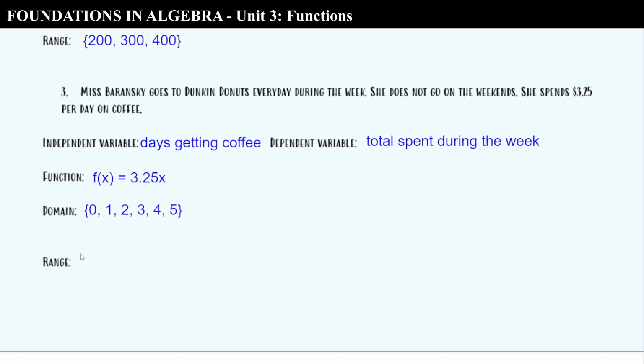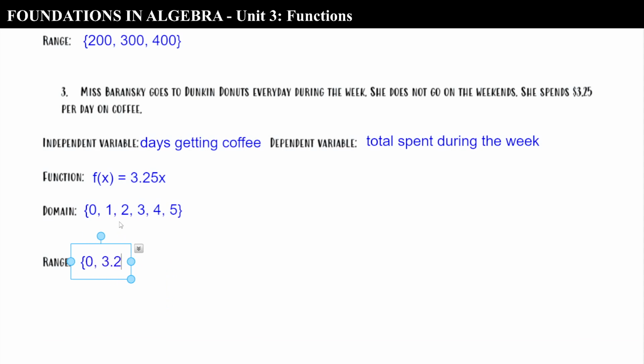So our possible amounts that we spend on coffee, if we plug in each of these x values into that function, will be 0, $3.25, $6.50, $9.75, $13, and $16.25. So at most, she will spend $16.25. At the very least, she'll spend nothing if she doesn't get coffee at all during the week.